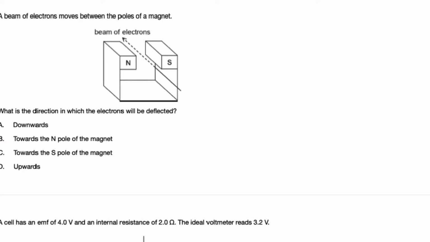A beam of electrons moves between the poles of a magnet. What's the direction in which the electron will be deflected? So velocity is pointing into the page. The magnetic field is pointing from the north pole to the south pole. So now I can find the direction of the force. It's going to be upward. However, because it's an electron, so it's negatively charged, the force will be pointing downward.